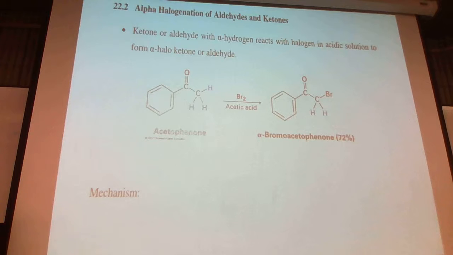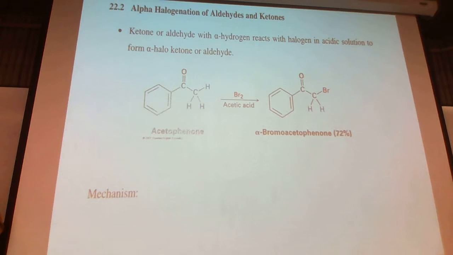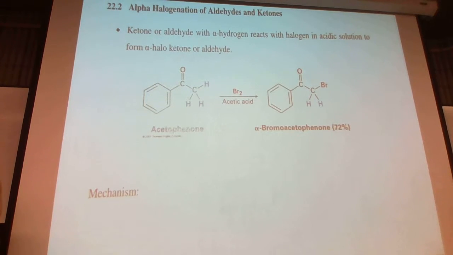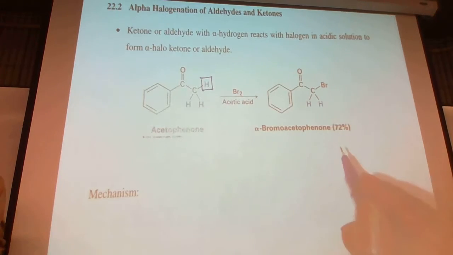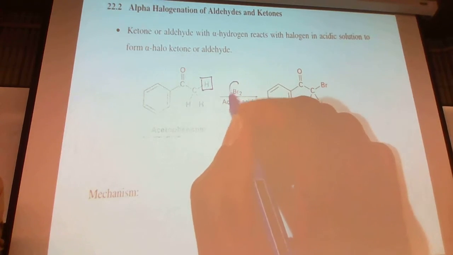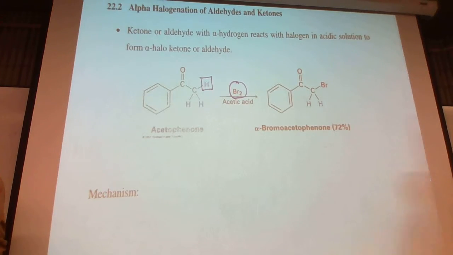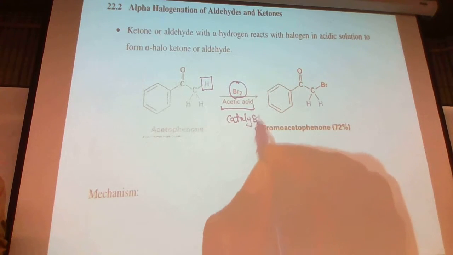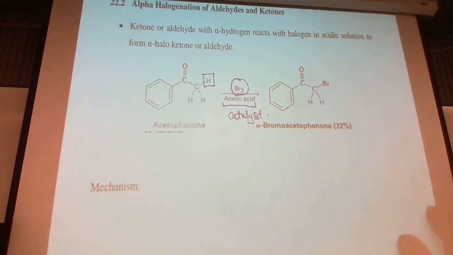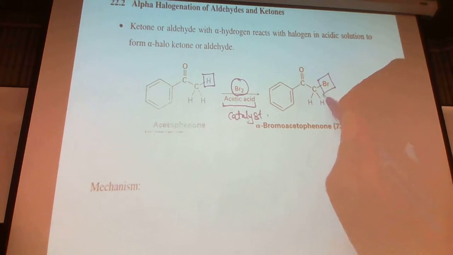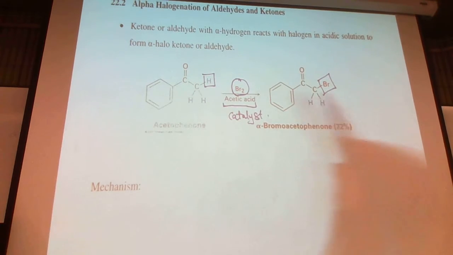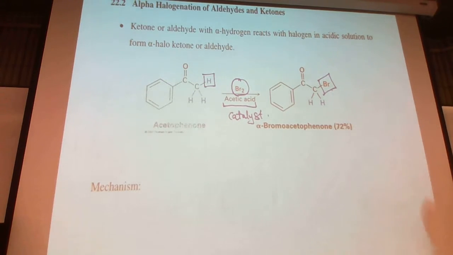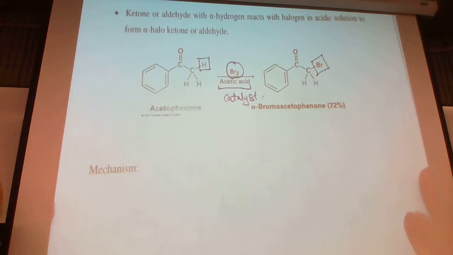Okay, so alpha halogenation. Now, a ketone or aldehyde with alpha protons can be halogenated using bromine or chlorine or iodine under acidic condition. And one of the hydrogens there will be substituted with bromine. Okay, so you change the hydrogen to bromine. If this is chlorine, then this will be chlorine. Okay. So what's the mechanism for that?